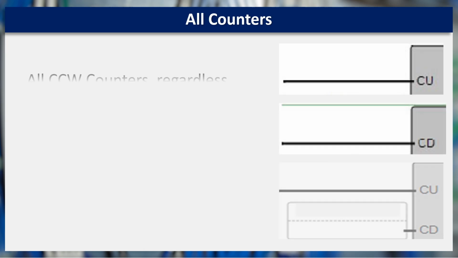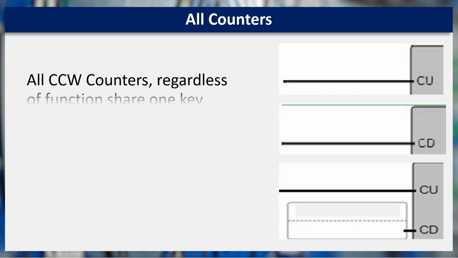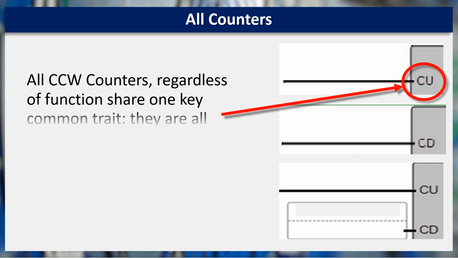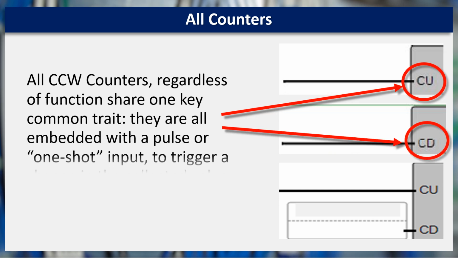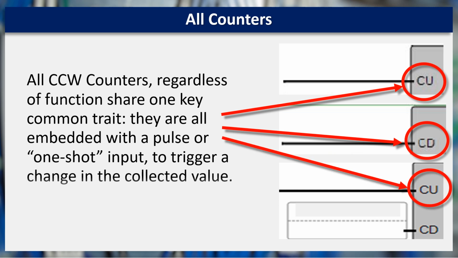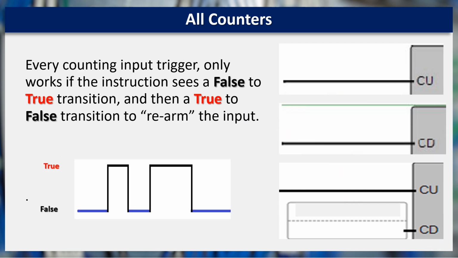All Connected Components Workbench counters, regardless of function, share one key common trait. They are all embedded with a pulse or one-shot input to trigger a change in the collected value. Every counting input trigger only works if this instruction sees a false to true transition and then a true to false transition.